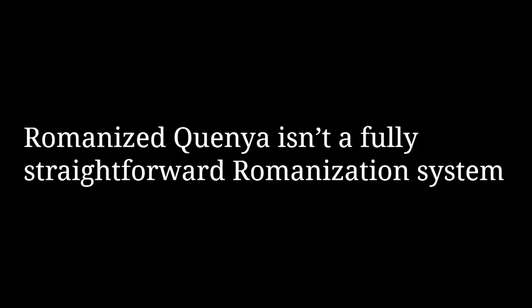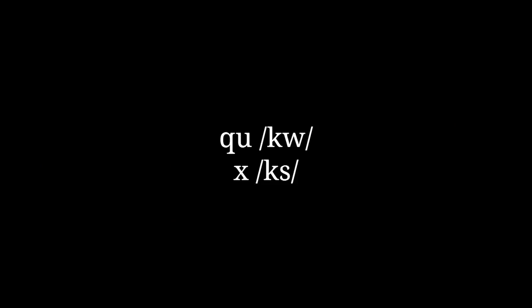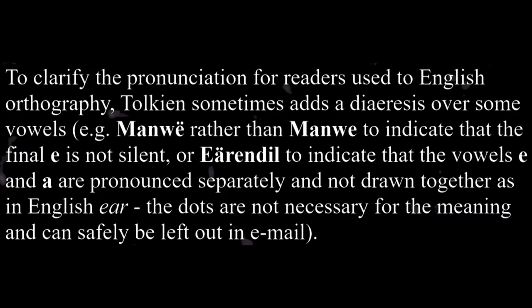Romanized Quenya does a few distinctly illogical things for the purpose of aesthetic, like using C for K and the use of QU and X for qu and x. My favorite thing, however, is the extensive use of the diuresis diacritic. Romanized Quenya uses a diuresis whenever a word ends with the vowel e, specifically so that the English-speaking readers won't get confused and assume that the e at the end of the word is meant to be silent. There's no reason to do this other than to make the language look more unique, and I love it.